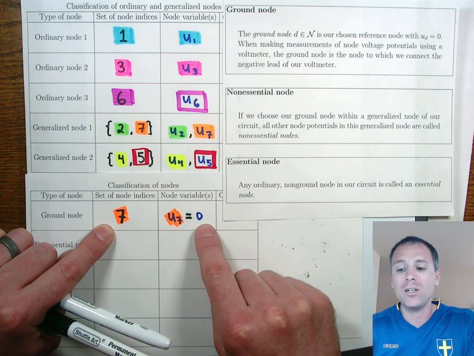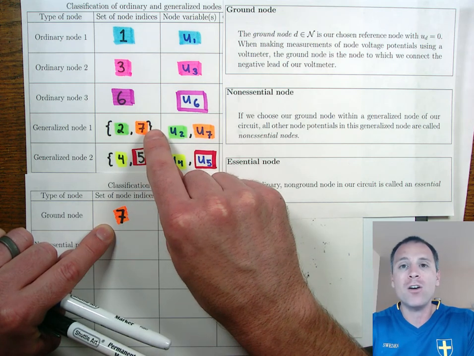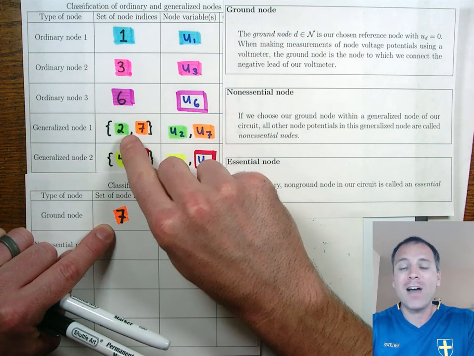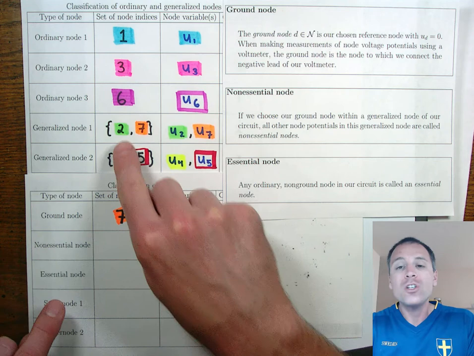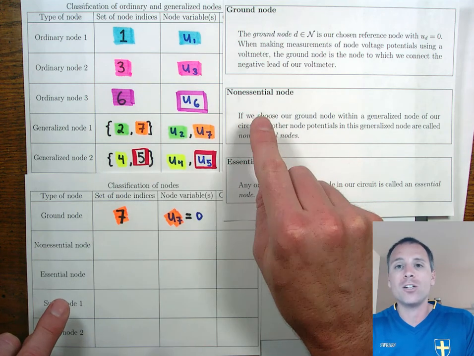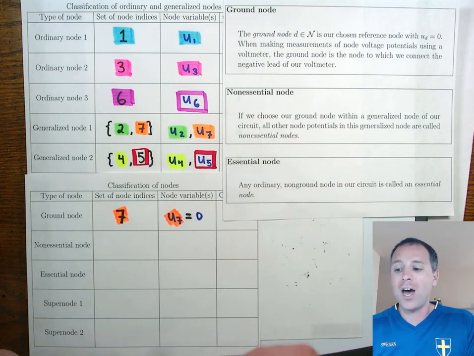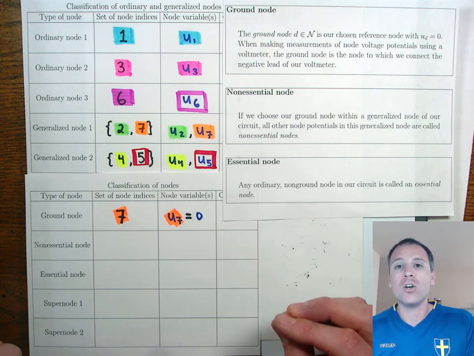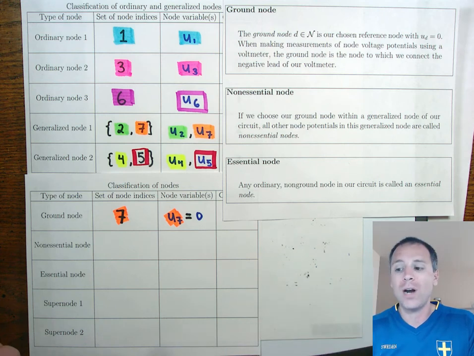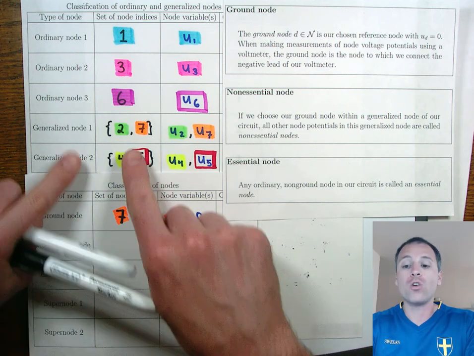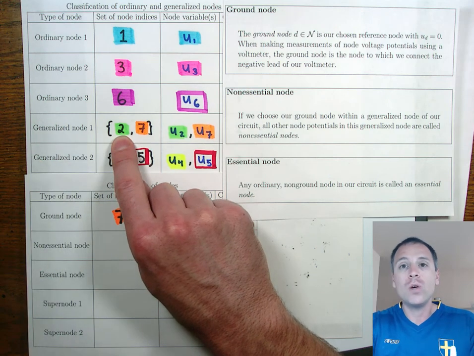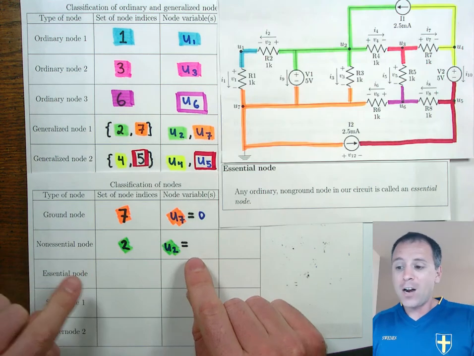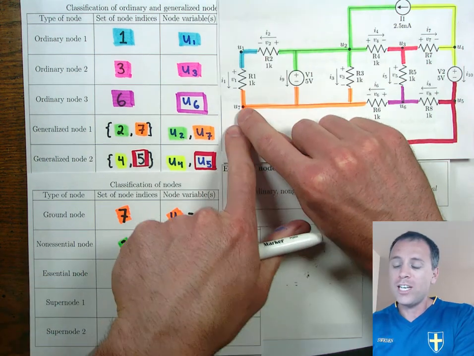Ground has potential 0. Voltage sources have known values. We can reverse engineer the values of those other node voltage potentials by combining that information. Those types of nodes we're going to call non-essential nodes. In other words, a non-essential node is any node in a generalized node in which we've chosen ground. If we choose ground within a generalized node, which we've done here, in this case, U2 is a non-essential node. In fact, not only is it non-essential, but we know U7 is 0.